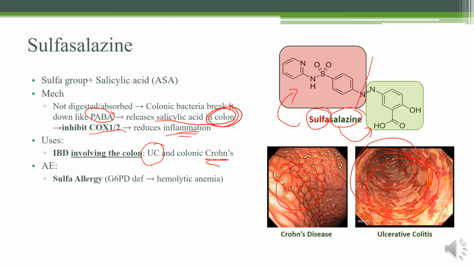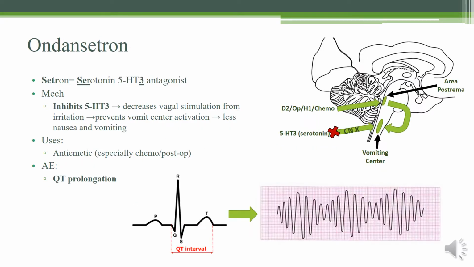The adverse effects that you need to know about sulfasalazine is going to be the sulfa allergy. If you remember, G6PD deficiency, very often found in Mediterranean people and Egyptians like myself, can put you at risk for a sulfa allergy. You can get hemolytic anemia because of the reactive oxygen species. You don't have G6PD to reduce the reactive oxygen species, so you get hemolytic anemia. You may want to review some biochemistry if you've forgotten that.